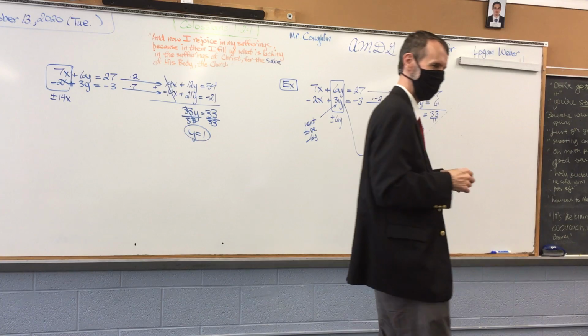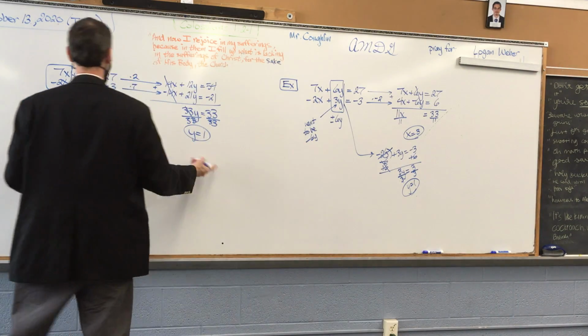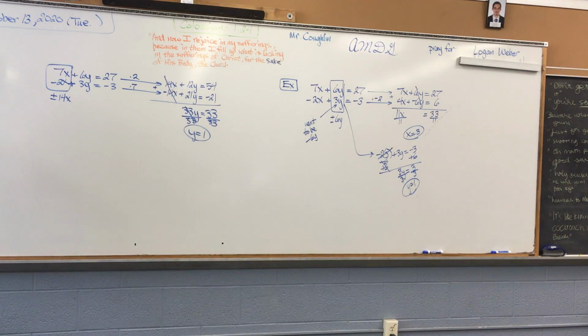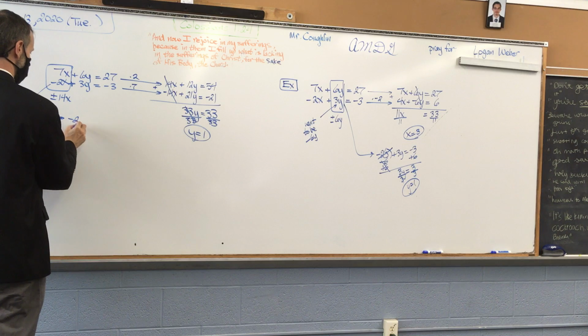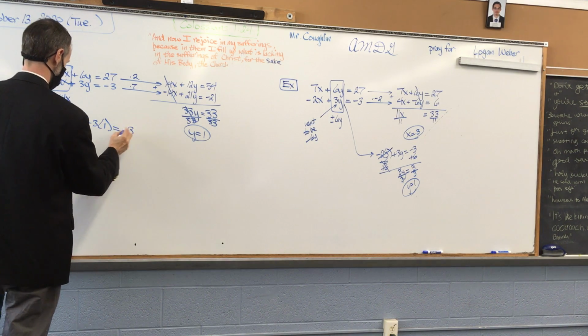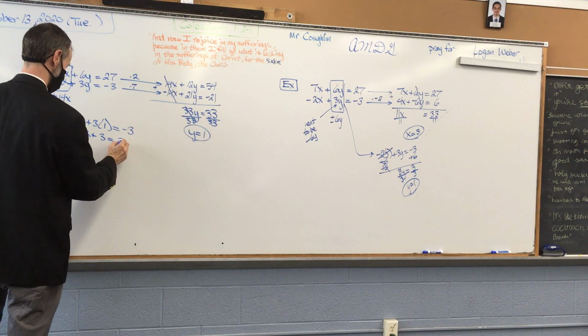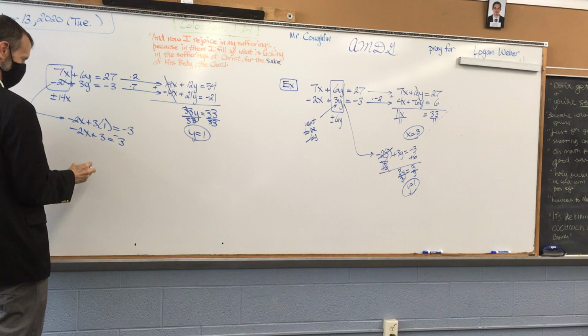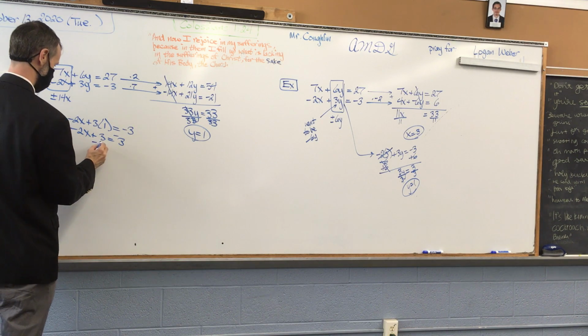Now, Taylor, take over. I need to plug it into the equations. We've got y. Use it to get x. Pick your favorite equation. So negative 2x plus 3 times 1 equals negative 3. So that's really negative 2x plus 3 equals negative 3. Go for it. Subtract 3 from both sides.